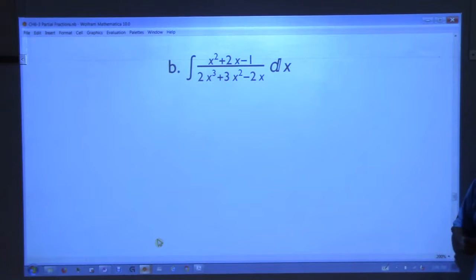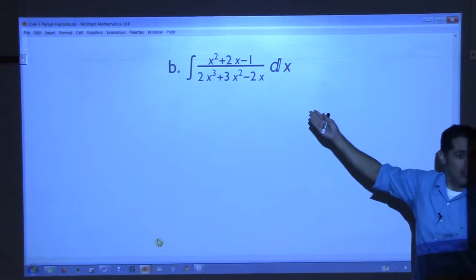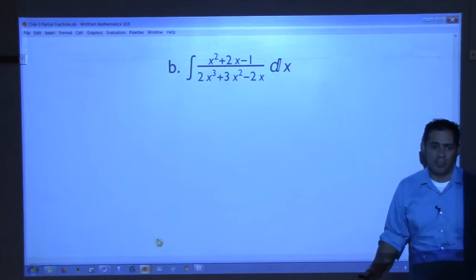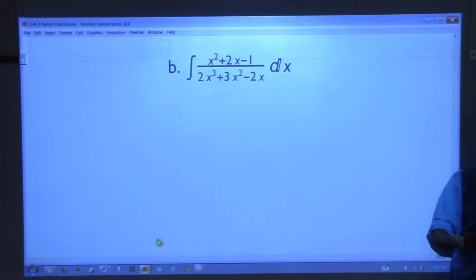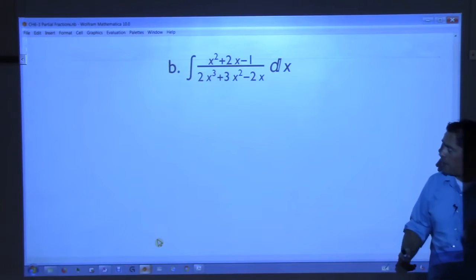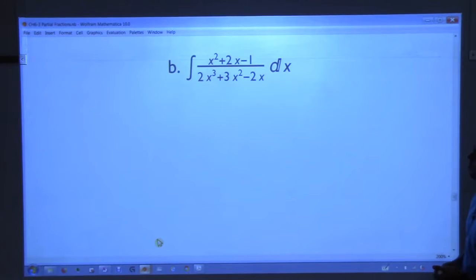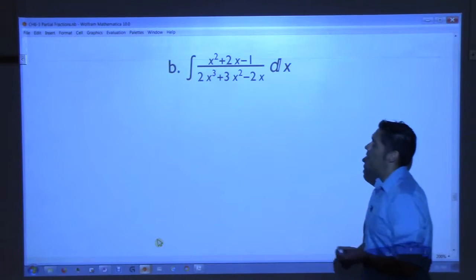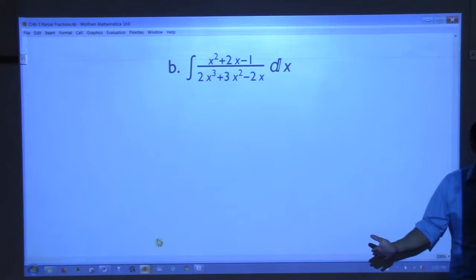If you're sitting there on a test trying to figure out what to do with this, it's a rational function: a polynomial divided by a polynomial. Whenever we see rational functions, we want to be thinking maybe long division, partial fraction decomposition. I'm going to start with whether or not I need long division. Do I need long division here? No, because the degree up here is smaller than the degree down there. So now what?